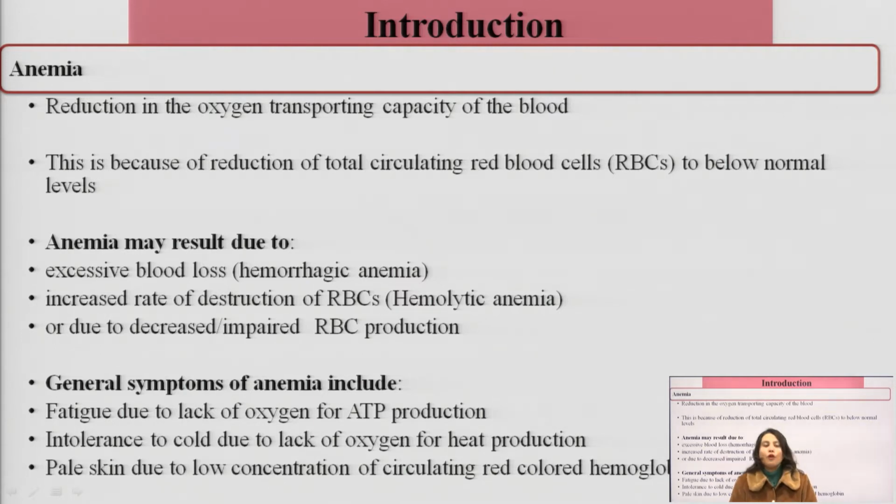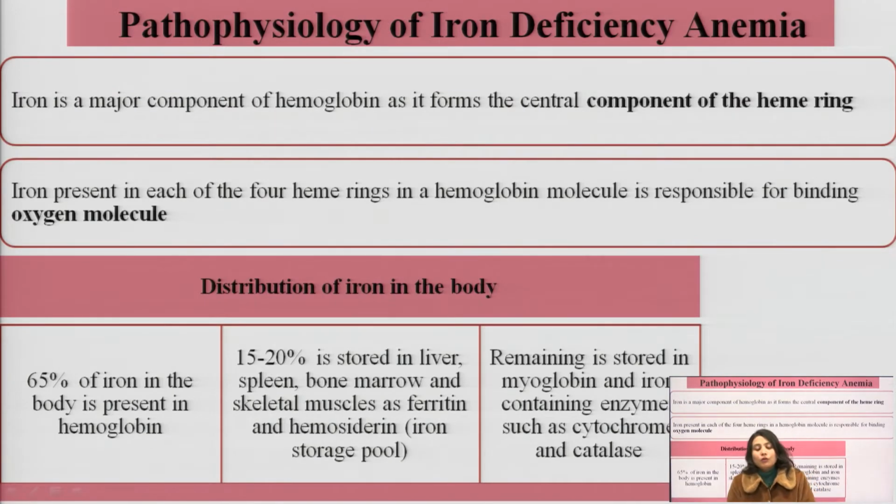The general symptoms of anemia include fatigue because of lack of oxygen for ATP production, which is required for energy production. There is intolerance to cold in the people suffering from anemia due to lack of oxygen for heat production. Then anemic people generally have pale skin because the hemoglobin level in their body is reduced, which removes the pinkish tinge from their skin. So, they have a very pale skin, fair complexion and pale skin.